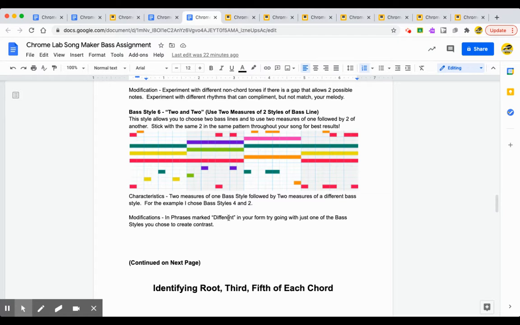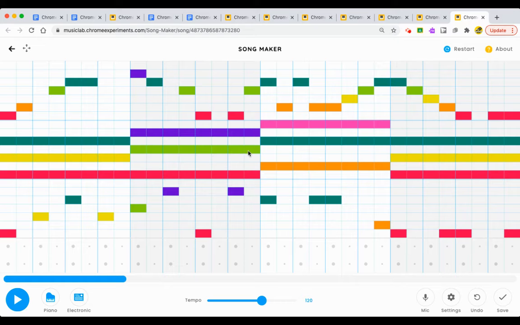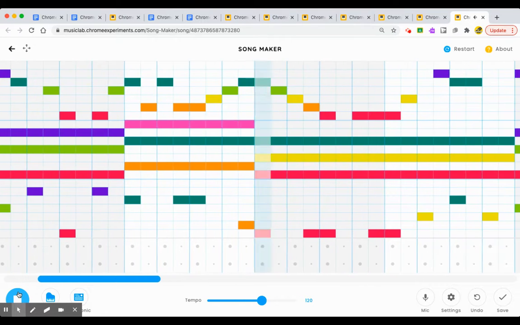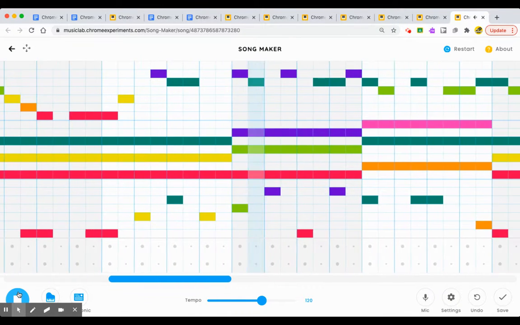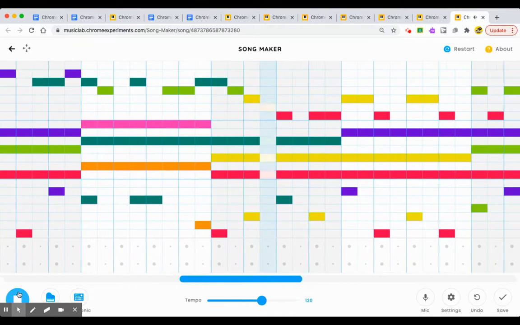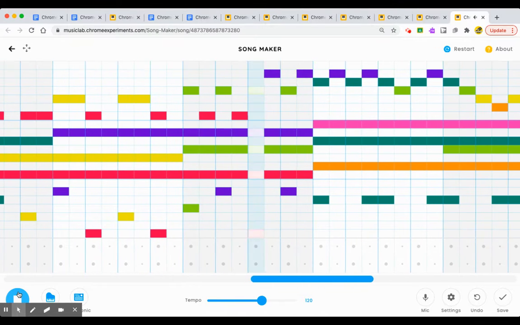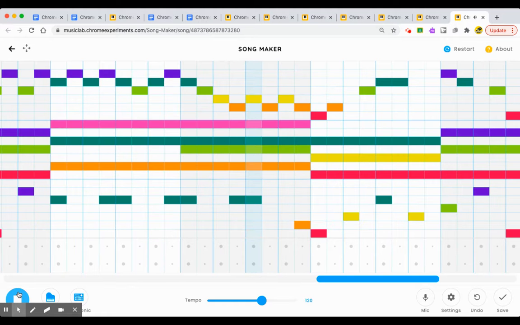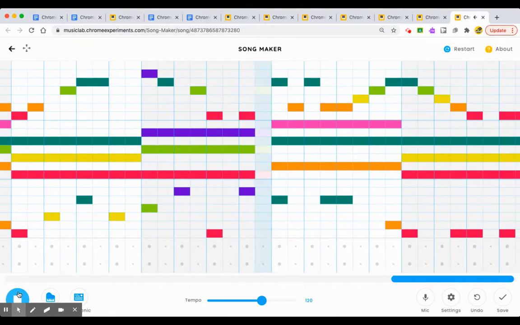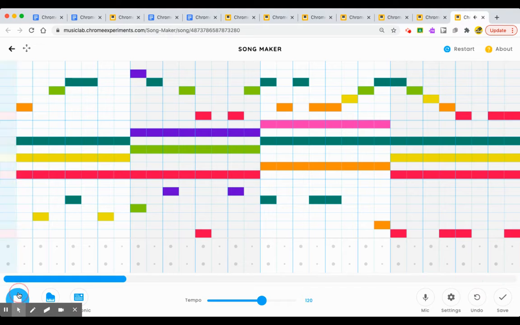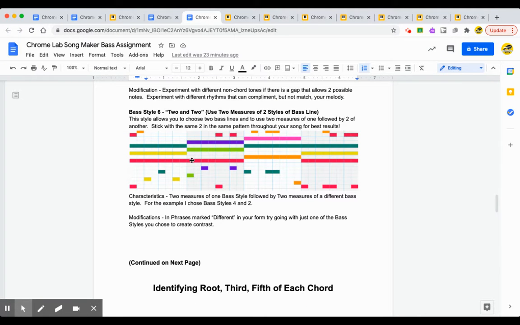Now, modifications in the phrases marked different, you could try just going with one of the styles you chose to create contrast. So you could break that pattern of 2 and 2 and just go with one of the bass styles in a different phrase to create more contrast. And I'll go ahead and play this for you so you can hear what having the different styles sounds like. And of course, I'd be happy to help you if you were planning on doing the 2 and 2 option in terms of how you would implement that with your specific song.